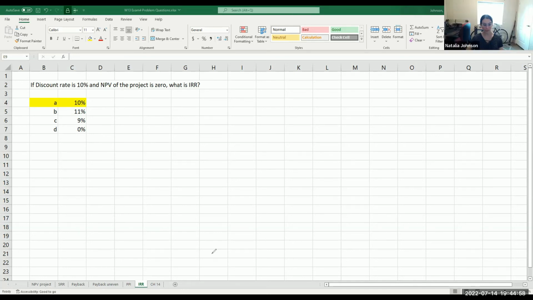Yeah, that's perfect. So what if there was an amount in there? Like if there was a dollar amount in the NPV, or if there was an amount in there?